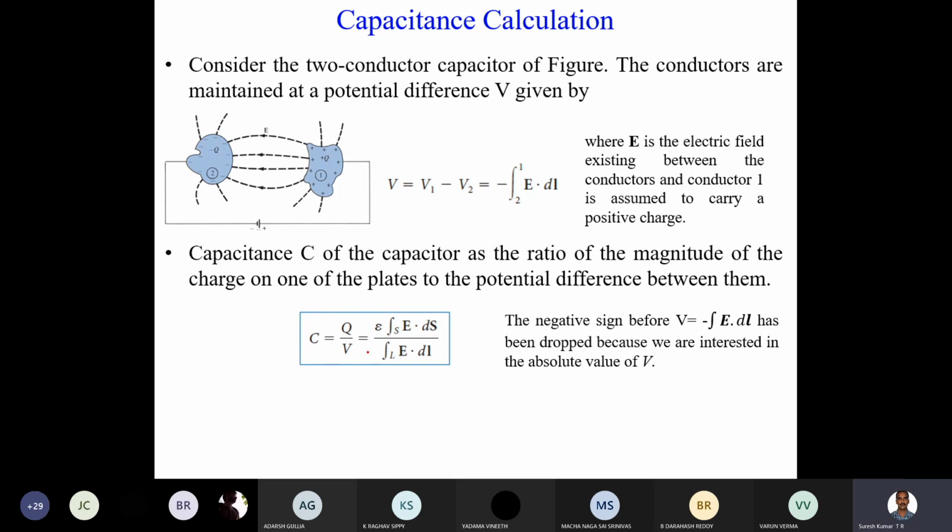Read this statement: negative sign should be dropped because we are interested in the absolute value of the potential. So you can drop it here itself.